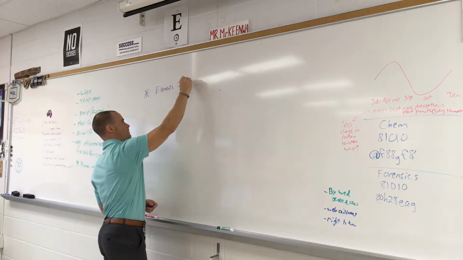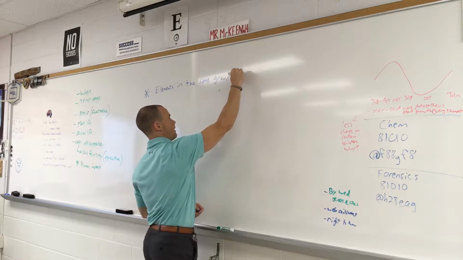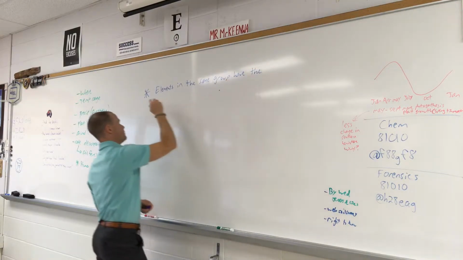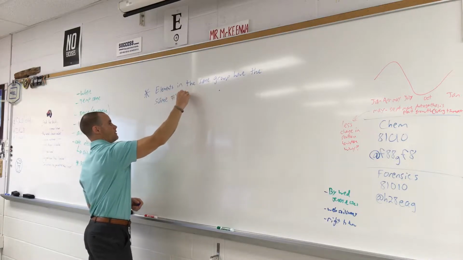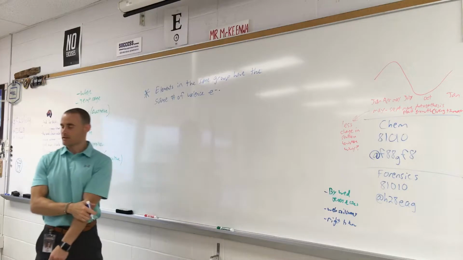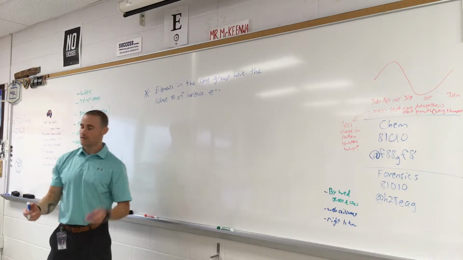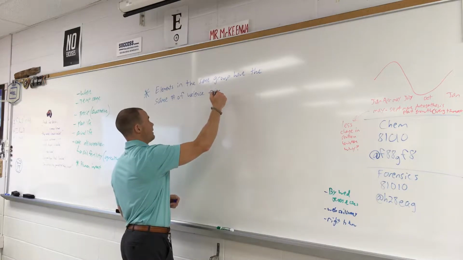Elements in the same group have the same number of valence electrons. Same number of valence electrons. And when I write e minus, that means electrons, because electrons are negative, and that's the symbol for it. Same number of valence electrons.